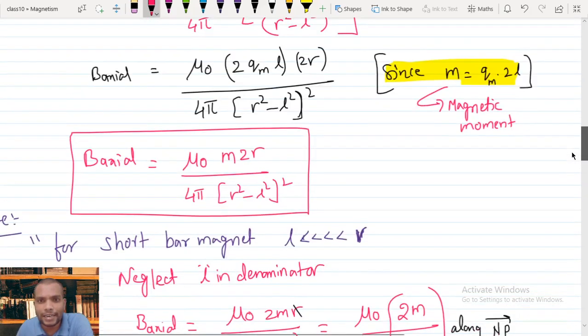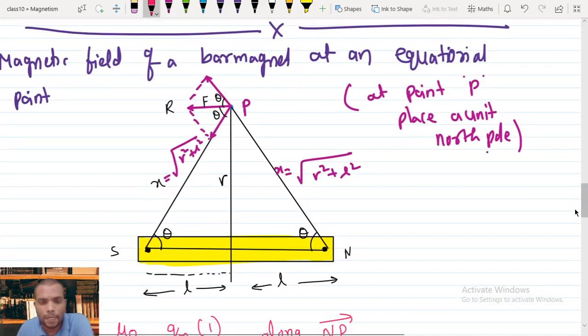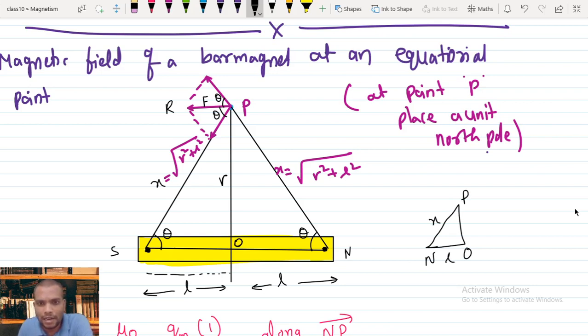You can take any right triangle in the figure. If we take this as O, then it is easy to get one right triangle. So from right triangle O N P, the hypotenuse is x, the base is L and the perpendicular is R. We can get the value of cos theta: cos theta equals L upon x.